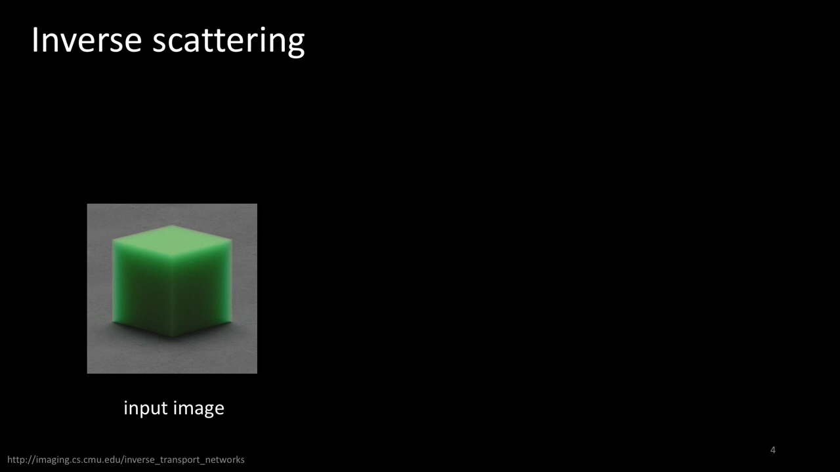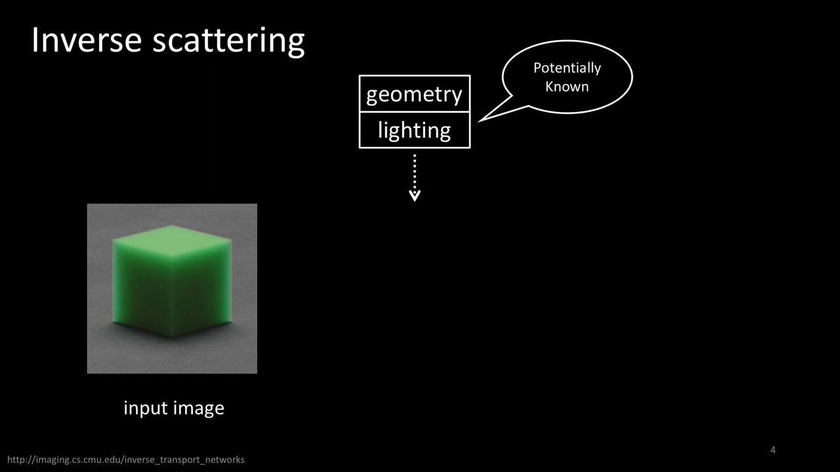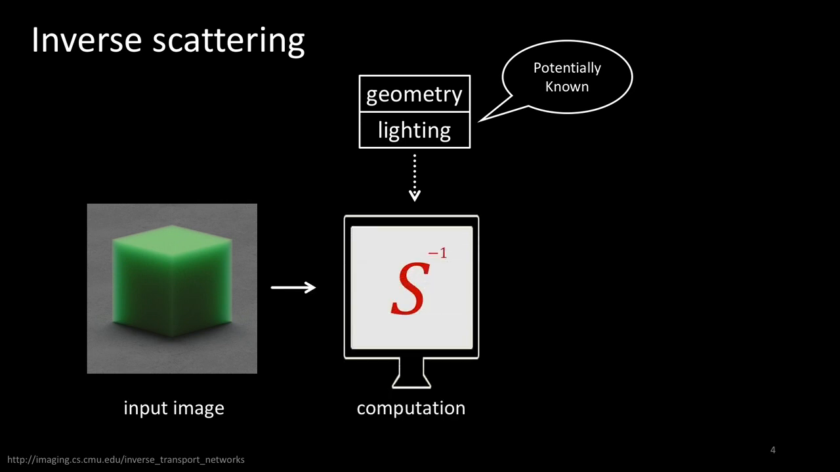All of these are instances of a problem we call inverse scattering. Given an image of a translucent object and potentially knowledge about the scene, we are looking to use computation to predict the optical properties of the underlying scattering material.